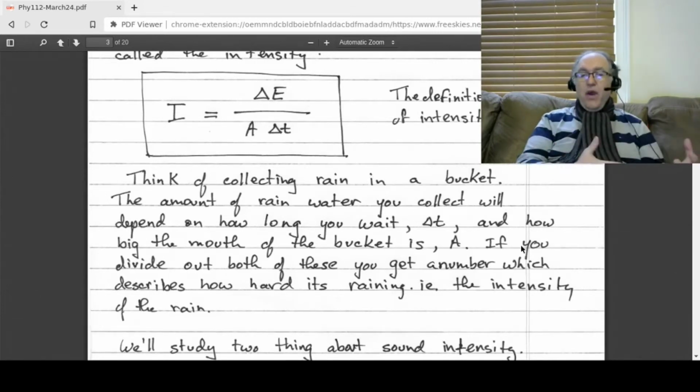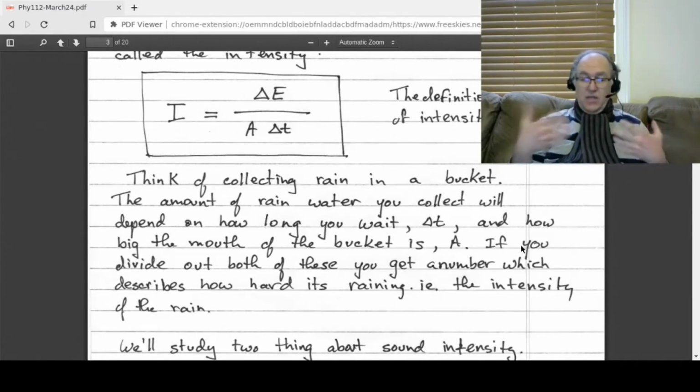And so that doesn't seem fair. You want them to give you the same measurement because the rain intensity was the same for both buckets. And so what you need to do is to divide out the area. Okay, but that's not all.